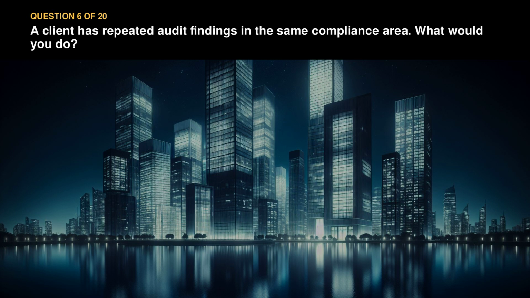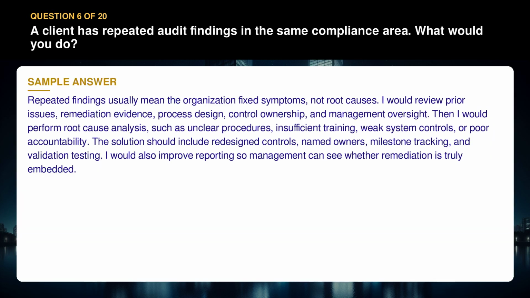What would you do? Repeated findings usually mean the organization fixed symptoms, not root causes. I would review prior issues, remediation evidence, process design, control ownership, and management oversight. Then I would perform root cause analysis, such as unclear procedures, insufficient training, weak system controls, or poor accountability. The solution should include redesigned controls, named owners, milestone tracking, and validation testing. I would also improve reporting so management can see whether remediation is truly embedded.